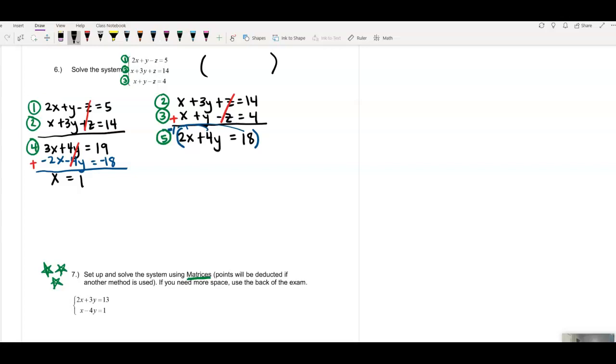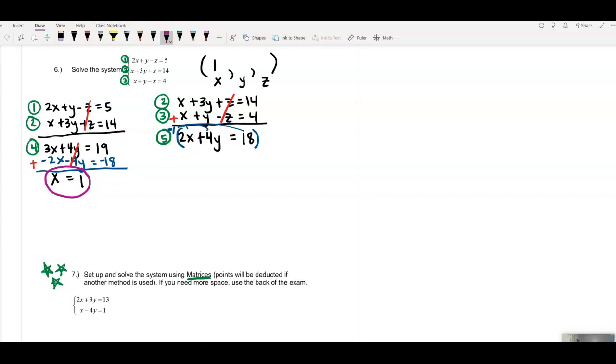Remember, if it asks you to write your answer as an ordered triple, you always have to do the x, then the y, and then the z. We found x was 1, so it's going to go in that first spot there. Okay, now what can I do with this? So I know x equals 1. How can I use that to find another variable?